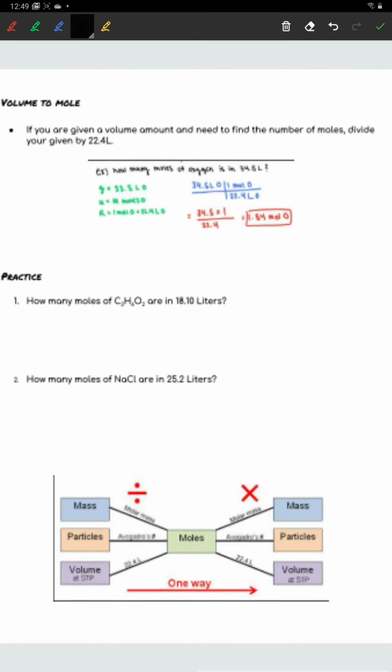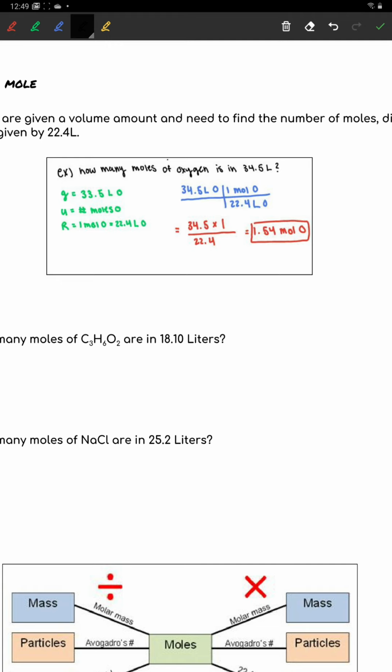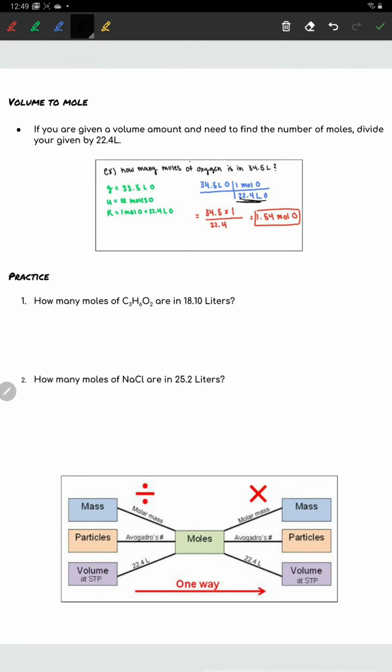So we can see here in this example, it says how many moles of oxygen. You can see we started out with our liters. So now our liter values in that bottom right quadrant instead. So we're going to practice. This says how many moles of C3H6O2 are in 18.10 liters. So our given is that we've got 18.10 liters, our unknown number of moles.